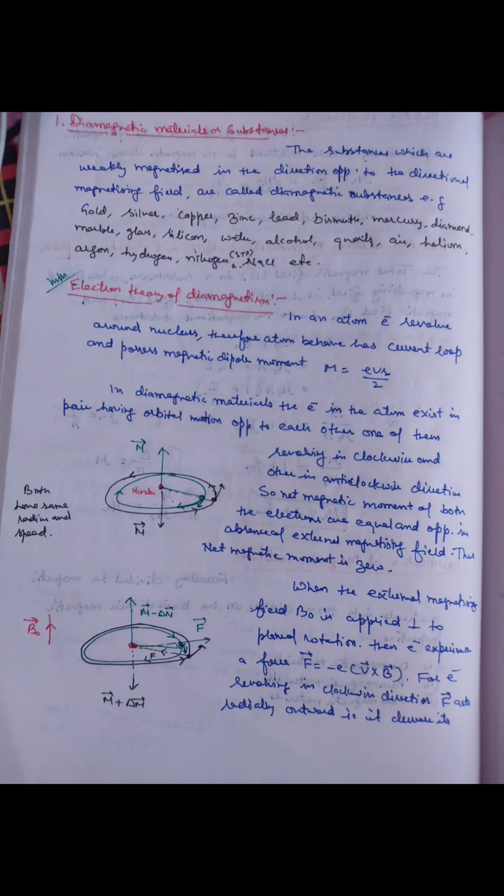Diamagnetic substances are feebly magnetized in the direction opposite to magnetizing field, for example, water, alcohol, silicon, marble, glass, etc. Electron theory states that in diamagnetic substances there are paired electrons and the magnetic moments lie opposite to each other, so they cancel each other. On placing inside magnetizing field, small magnetic moments develop but opposite to magnetizing field.